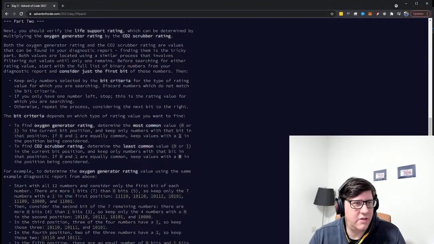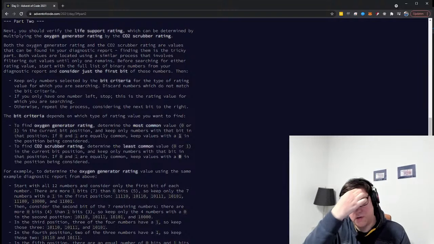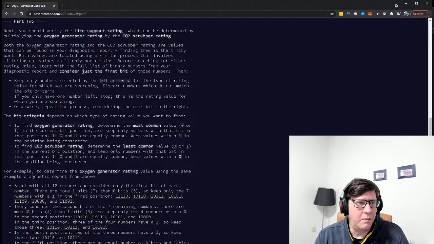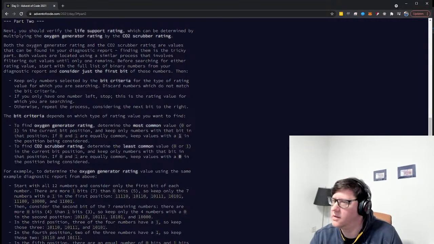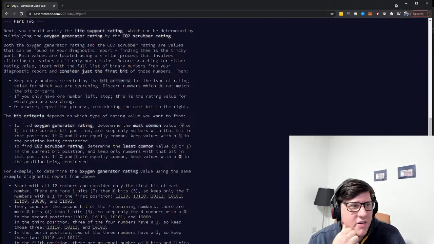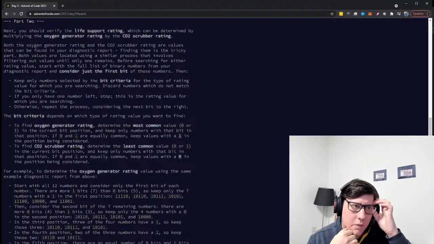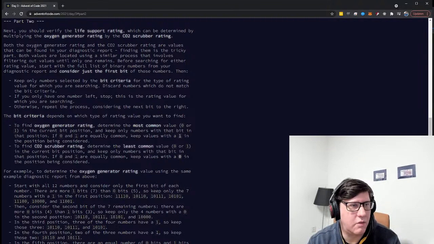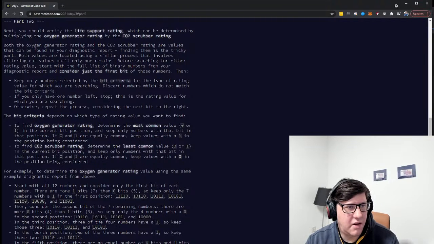Okay. Both the oxygen generator rating and the CO2 scrubber rating are values that can be found in your diagnostic report. Finding them is the tricky part. Both values are located using a similar process that involves filtering out values until only one remains, before searching it. Before searching for either rating value, start with the full list of binary numbers from your diagnostic report and consider just the first bit of those numbers. Then, keep only the numbers selected by the bit criteria for the type of rating value for which you are searching. Discard numbers which do not match your bit criteria.